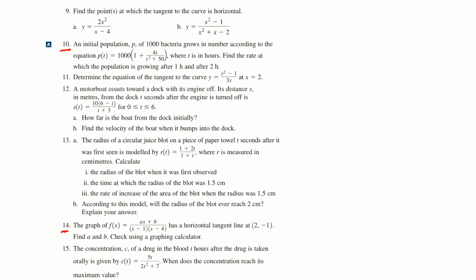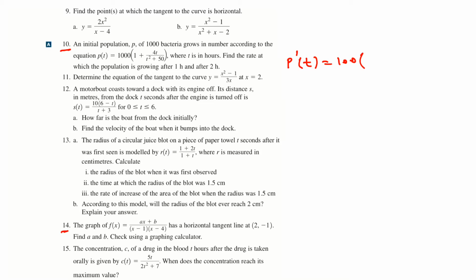Derivative of the given function is 1,000 times derivative of 1, which is 0, plus derivative of 4t divided by t squared plus 50. We use quotient rule. Derivative of 4t is 4. 4 times t squared plus 50 is 4t squared plus 200. Minus derivative of denominator times numerator, which gives us minus 2t times 4t, which is 8t squared.